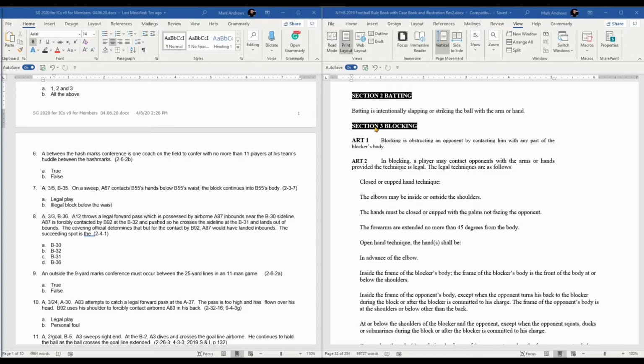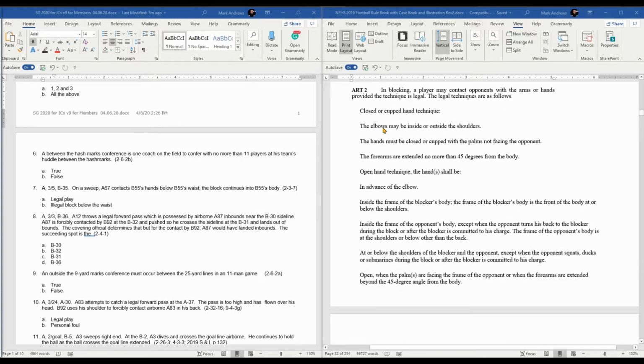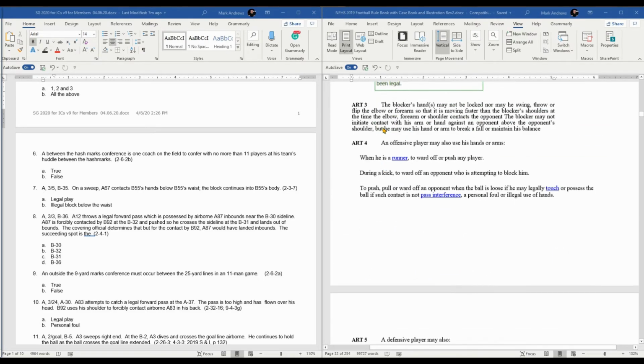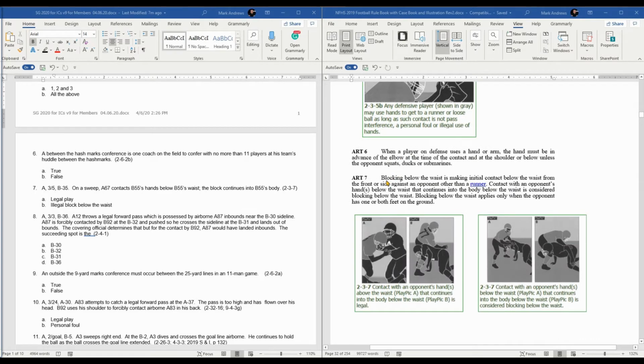237. Rule 2, Section 3 is the definition of blocking. So you definitely want to spend some time on this rule because there's a lot of blocking in football. So we go down to 7. Blocking below the waist is making initial contact below the waist from the front or side against an opponent other than the runner. So the runner can always be contacted below the waist, right? Contact with an opponent's hands below the waist that continues into the body below the waist is considered blocking below the waist. Blocking below the waist applies only when the opponent has one or both feet on the ground.